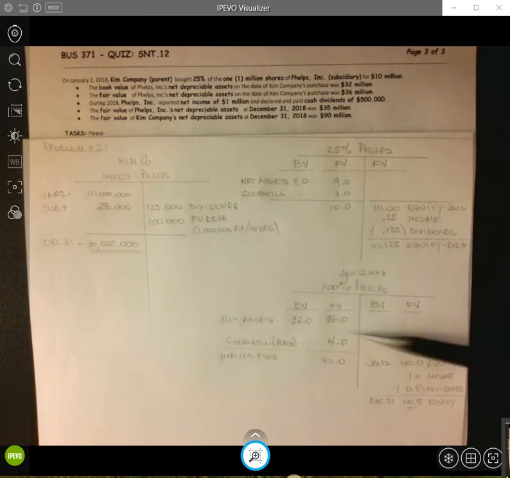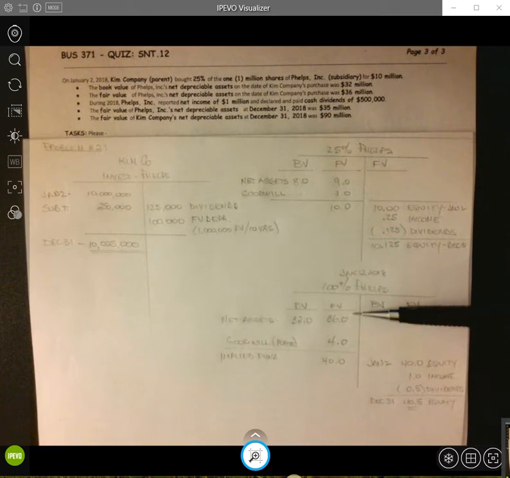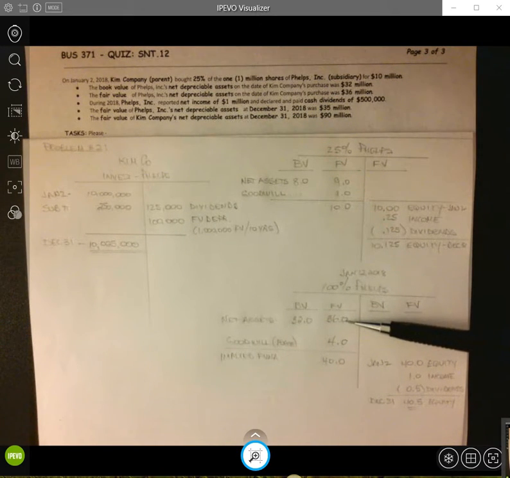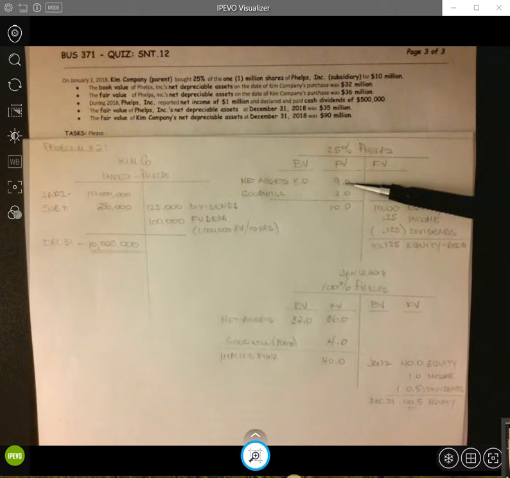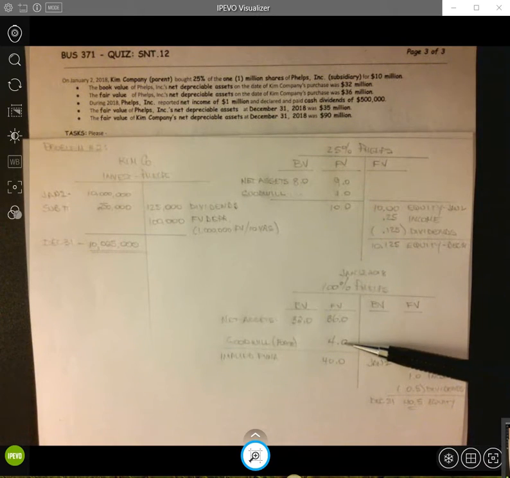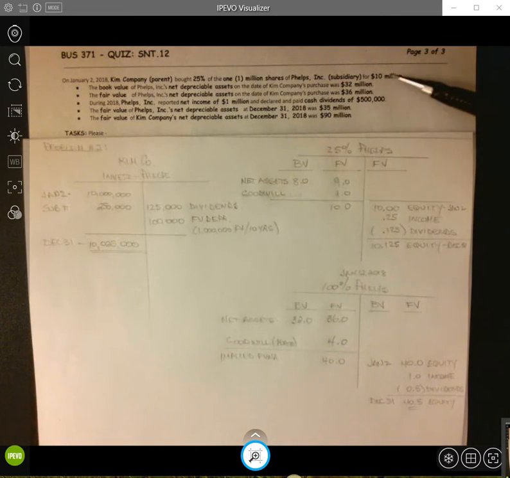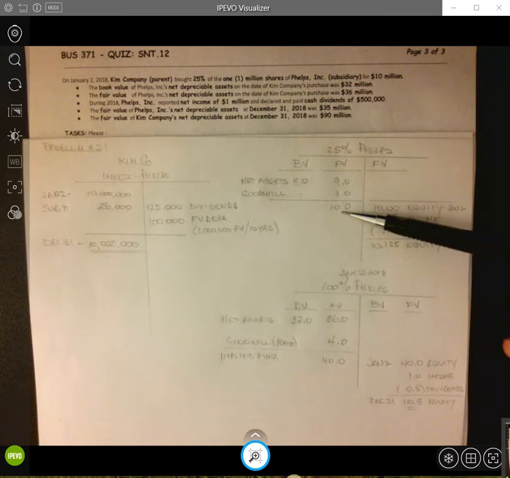Now, the parent bought 25% of the balance sheet of the subsidiary. So, the parent is interested in the fair value only because that's what the parent paid. 25% of $36 million means that the 25% value of the net assets would be $9 million. And 25% of the implied goodwill, 25% of 4, would give you $1 million for the goodwill. Add the two values together, and you get the $10 million that the parent paid for the subsidiary.